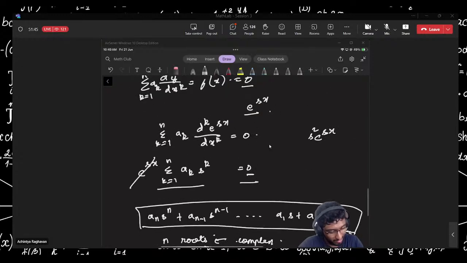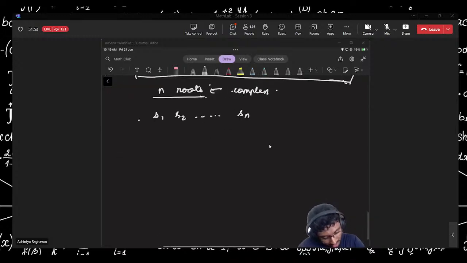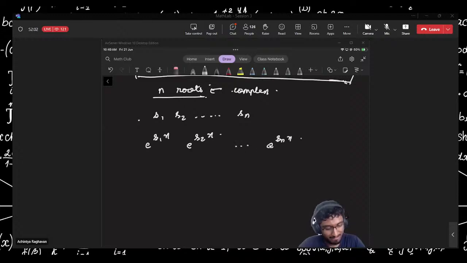So remember, what are we solving for? We are solving for e power sx. We're trying to find the function e power sx such that it is a solution to this differential equation. So now we know that e power s1x is a solution. E power s2x is also a solution, up to e power snx. These are all solutions. So notice now we have found n solutions.